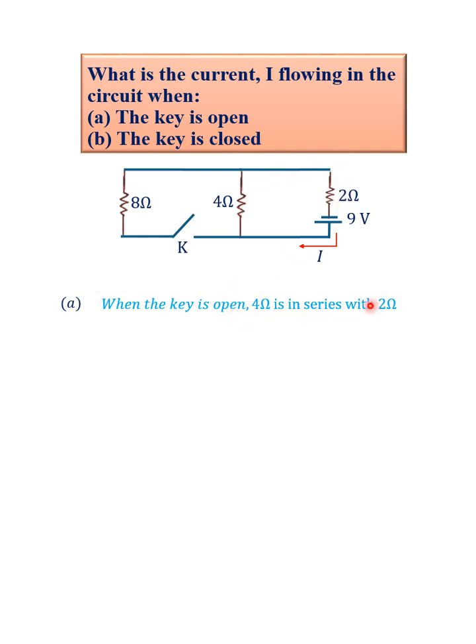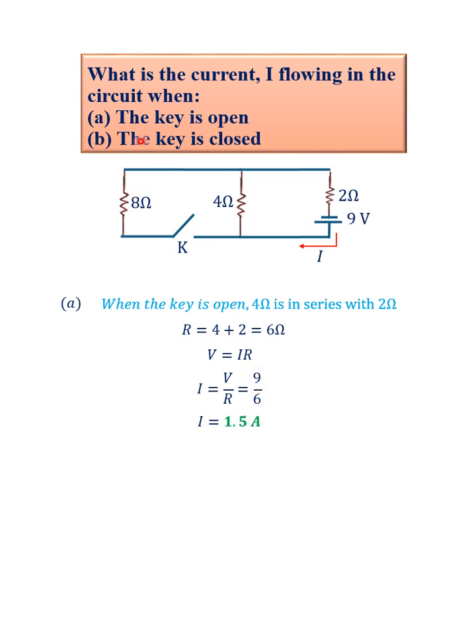Because they are in series, the total resistance R will be the sum of the two resistances, 4 plus 2, and that is 6 ohms. Remember, Ohm's law says V equals IR. We are looking for the current I. If we make I the subject of the formula by dividing both sides by R, we have I equals V over R. The voltage is 9, divided by 6, the resistance we've just calculated. 9 divided by 6 gives us 1.5 ampere. So when the key is open, the current flowing in the circuit is 1.5 ampere. That is for part A.